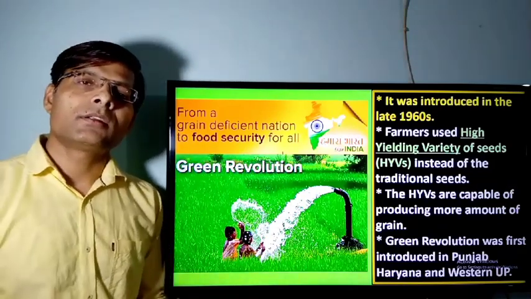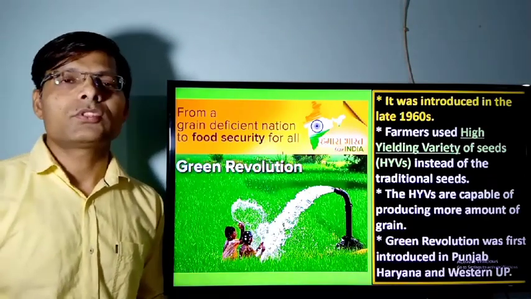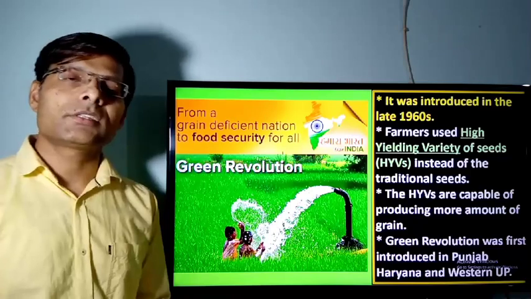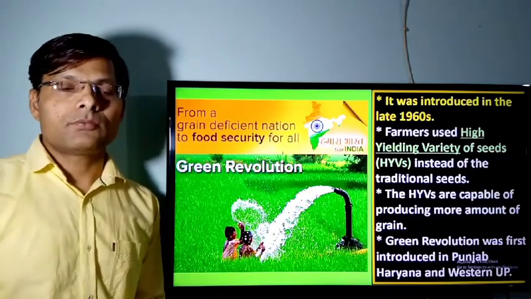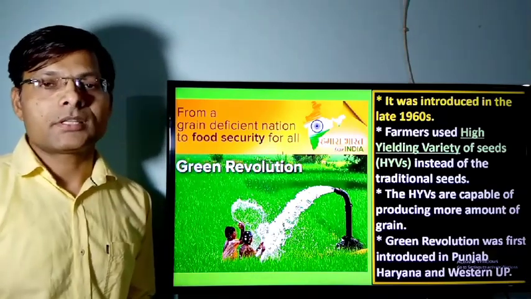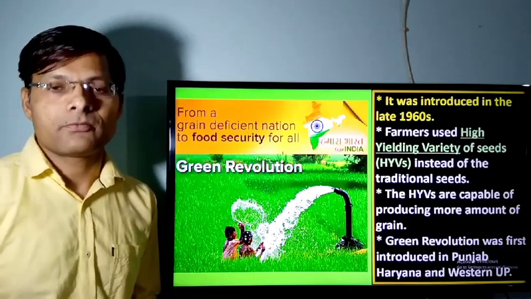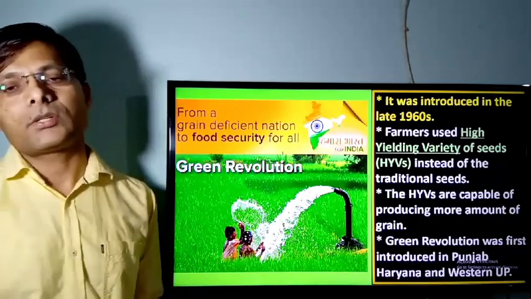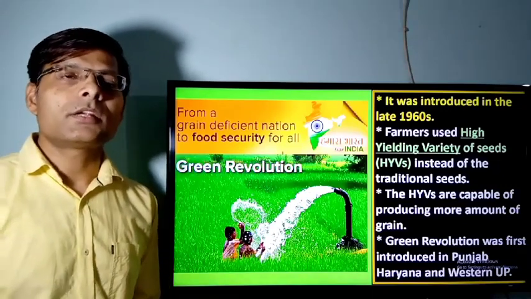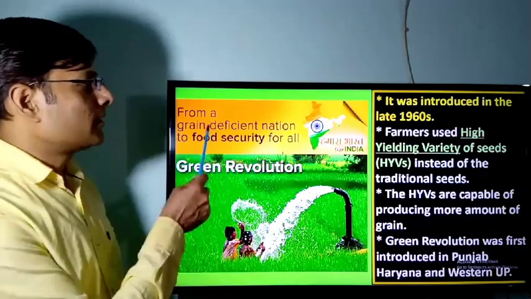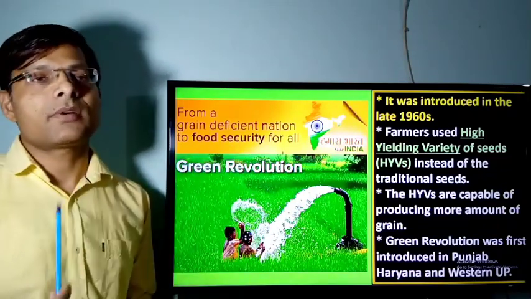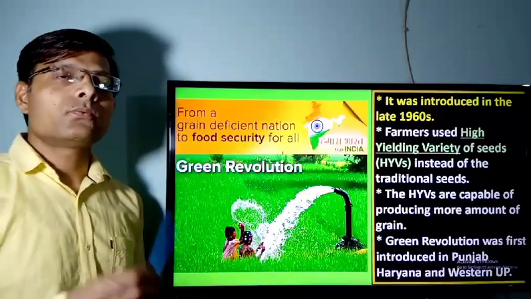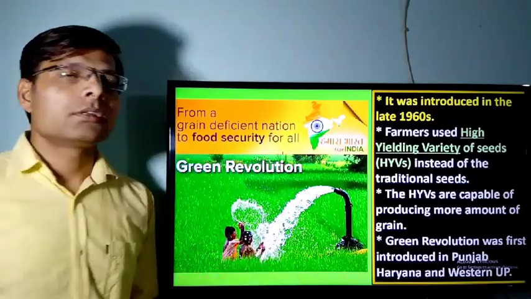So what has been done? Some changes were brought, technical changes, technology related changes. So we are calling them technological changes, and the other one institutional changes. Okay, so different changes have been made. So one, HYV seeds are capable of producing more quantity of grain from the same field. Next, for your information, the green revolution was first introduced in Punjab, Haryana and Western UP. And the result was that from a grain deficit nation, meaning we had a shortage of food, we became food secure, meaning we secured food for all by using this green revolution.